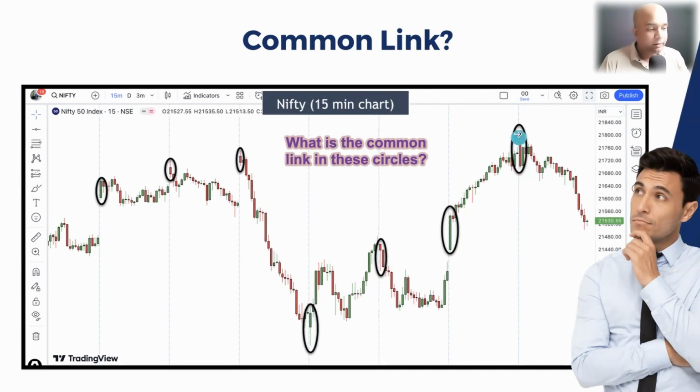See, friends, here the first candle is a big bearish candle. Price went downside. Here, the first candle is a big bullish candle. Price went upside. Here, it is a bullish candle because there is a buying wick. It is not a bearish candle, friends. It is a bullish candle. There is a buying wick, but price went downside. It is an exception.